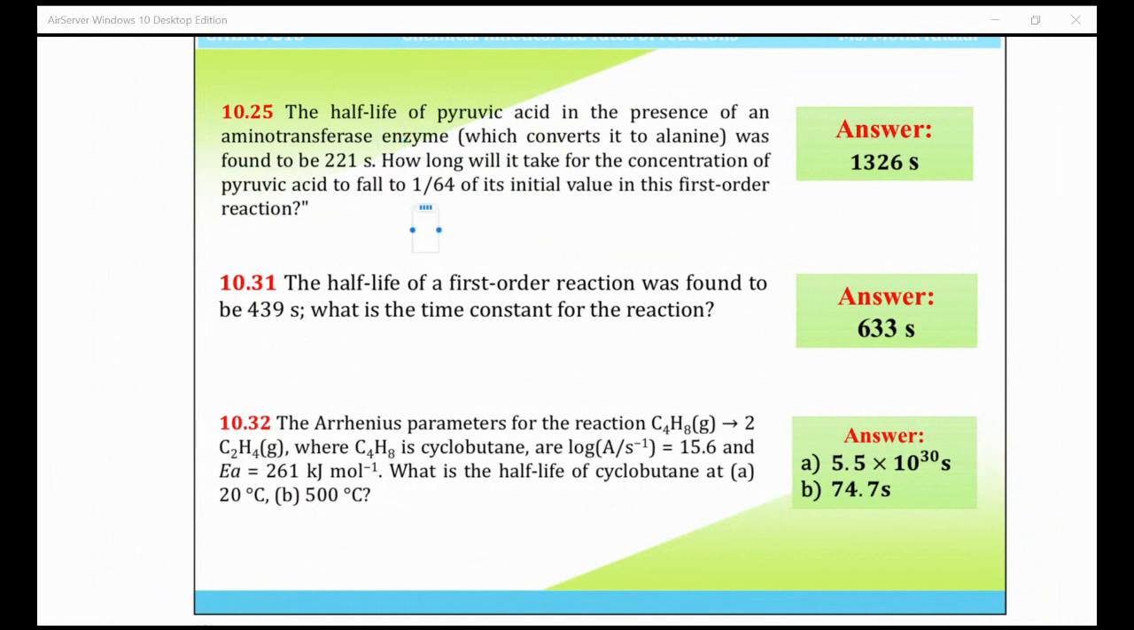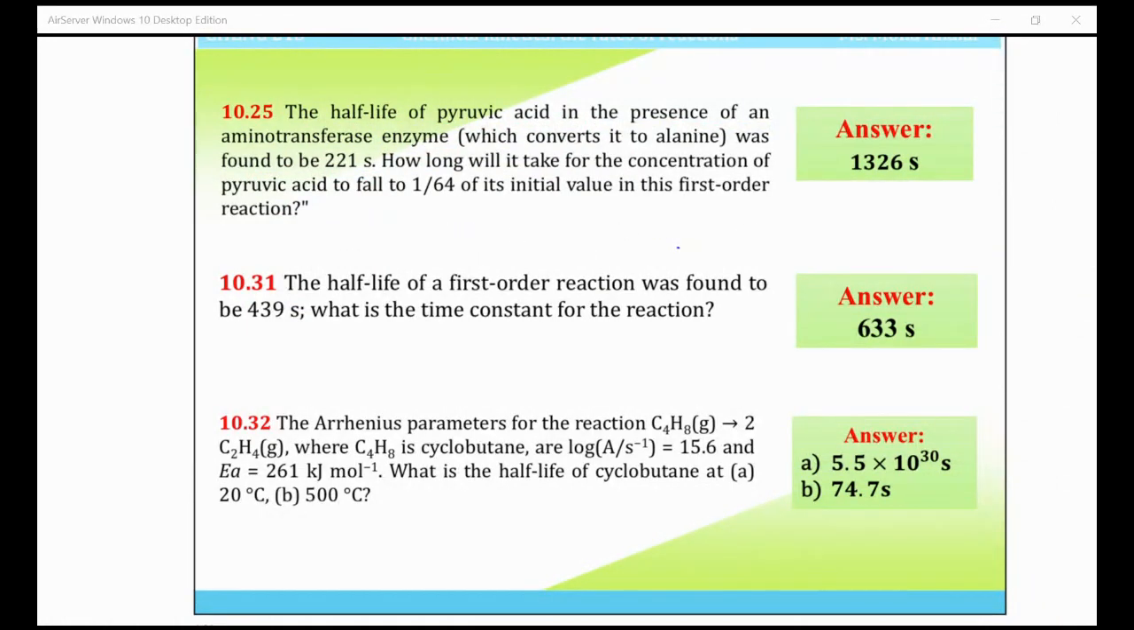The half-life of a substance in the presence of an enzyme was found to be 221 seconds. It means we are given the half-life, equal to 221 seconds. How long will it take for the concentration of the pyruvic acid to fall to 1/64 of its initial value in this first order reaction? So we are told that this reaction is first order. It's important, right?